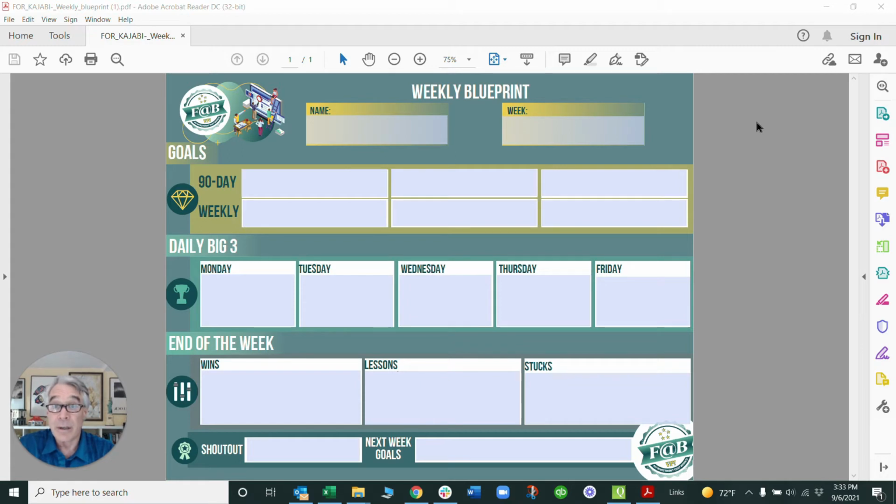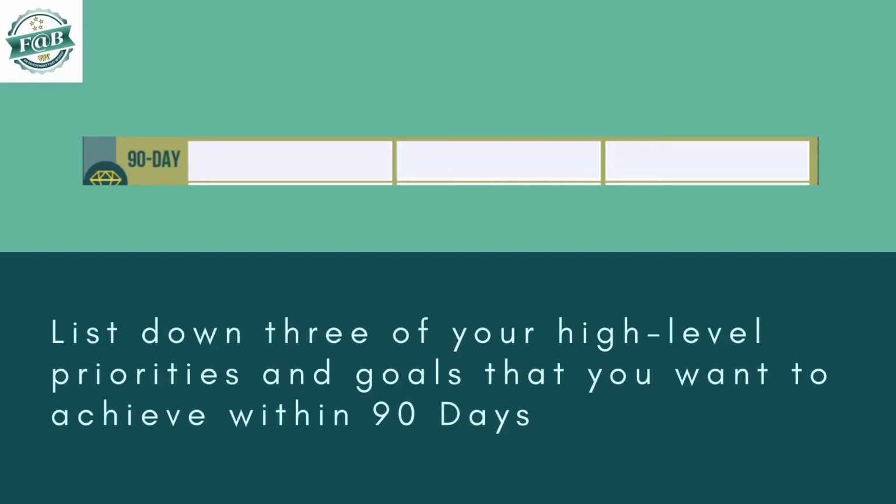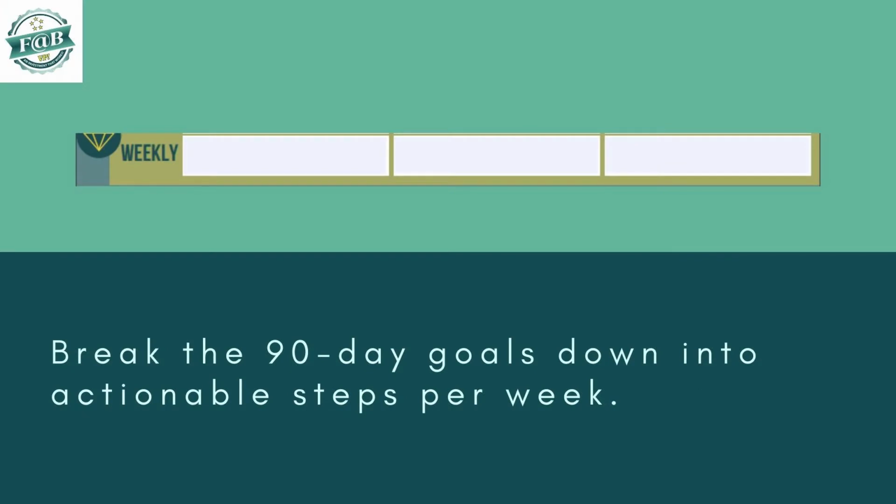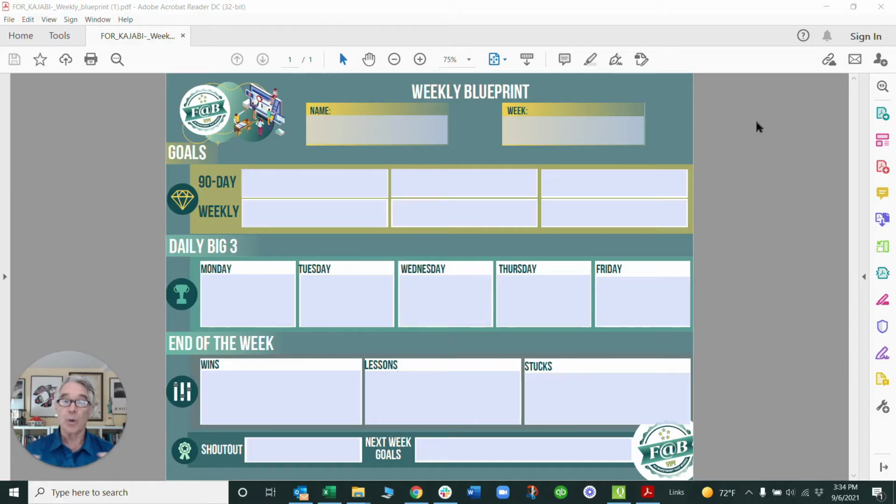So you'll notice this is broken up into three major categories: goals, daily big three, I'll explain what that is in a minute, and then the end of week review. The goals, the 90-day comes from your 90-day plan. What are those things that you want to accomplish over the next 90 days? And then ideally, you've taken that 90-day goal and you've chunked it up into a 30-day goal and then further broken it up into a weekly goal. How much of that bigger goal do you actually want to accomplish this week?